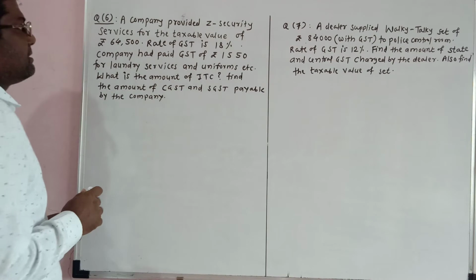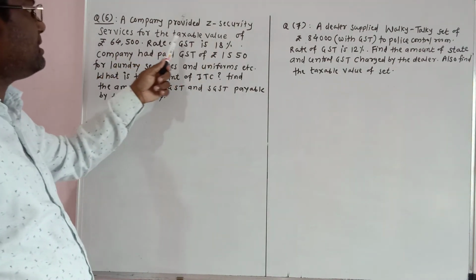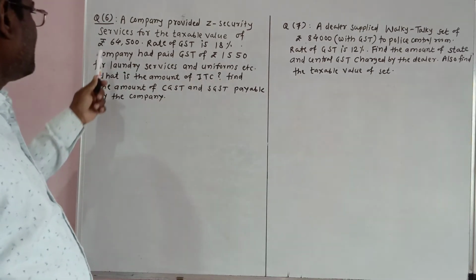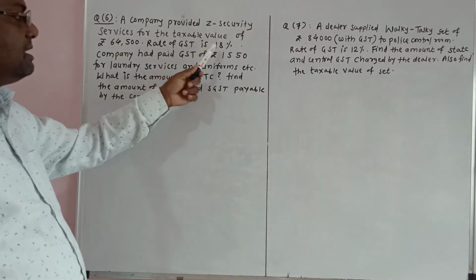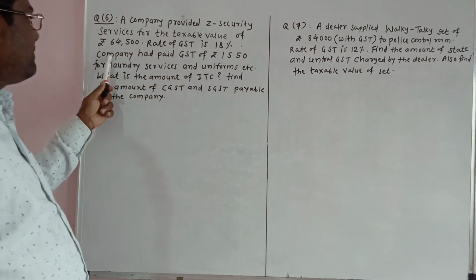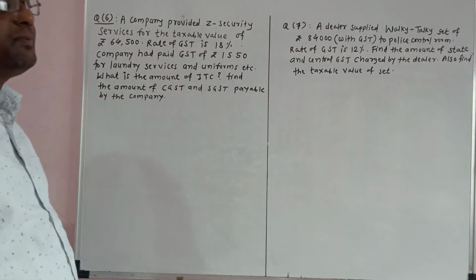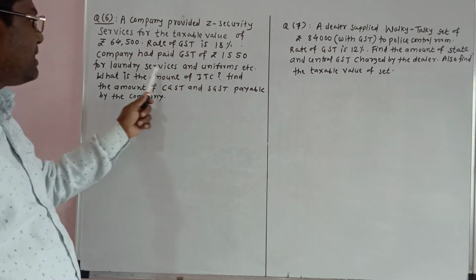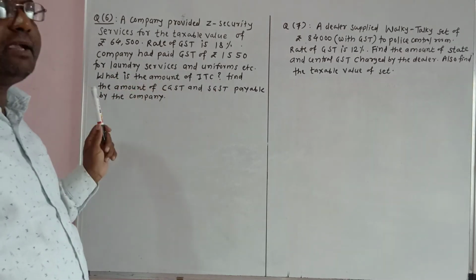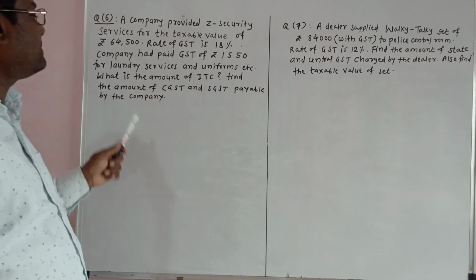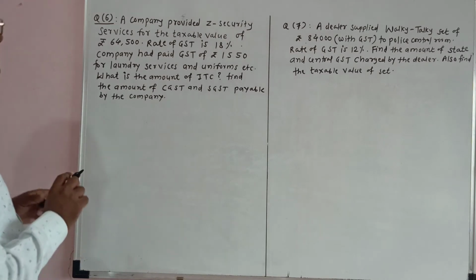Question number 6. A company provided security services for the taxable value of rupees 64,500. Rate of GST is 18%. The company had paid GST of rupees 1,550 for laundry services and uniforms etc. What is the amount of ITC? Find the amount of CGST and SGST payable by the company.